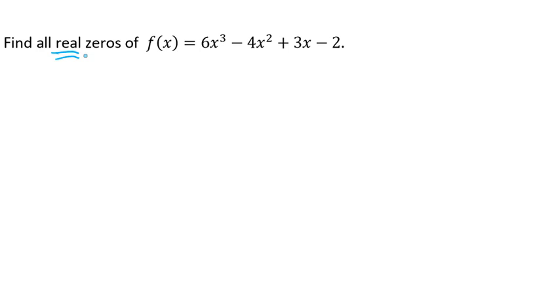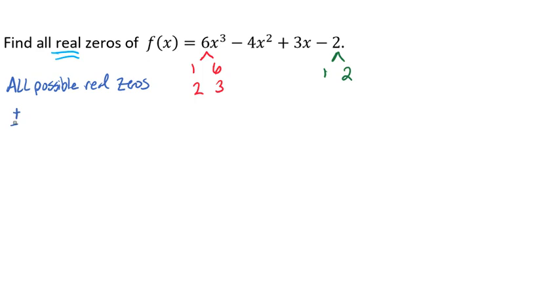So the first thing we want to do is list all of the possibilities, all possible real zeros. Make a list. Now to do that, we're going to need the factors. So the factors of 6 are 1 and 6, and 2 and 3. And the factors of 2 are 1 and 2. And so now we just need to put these together.